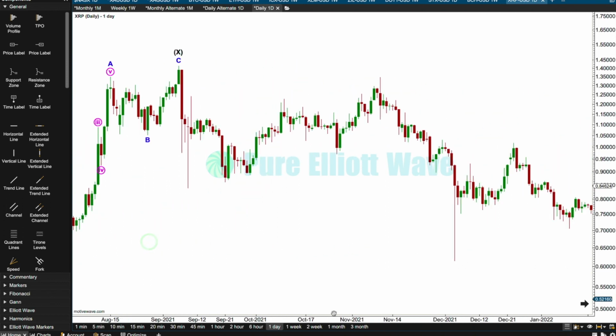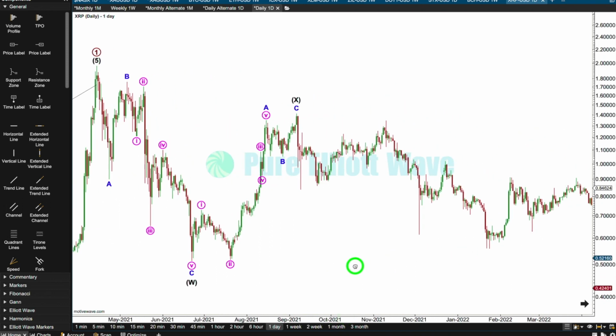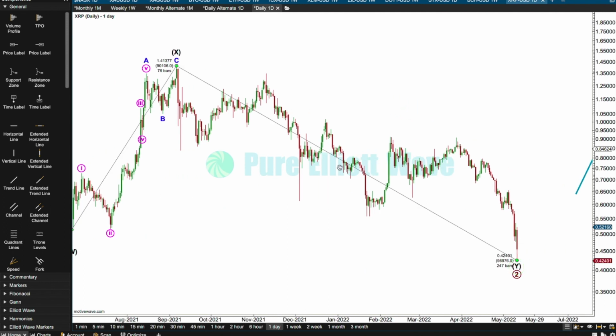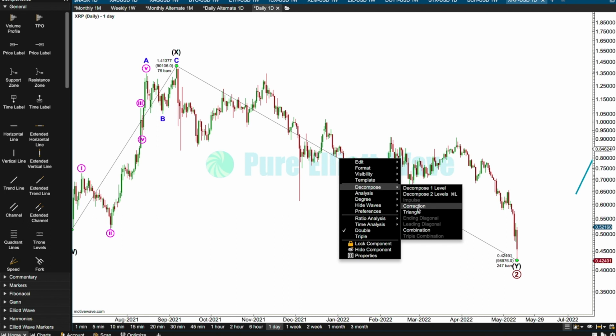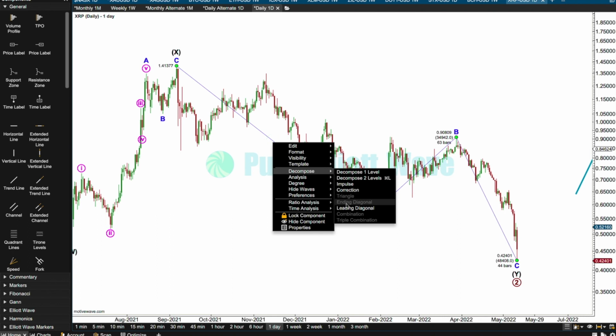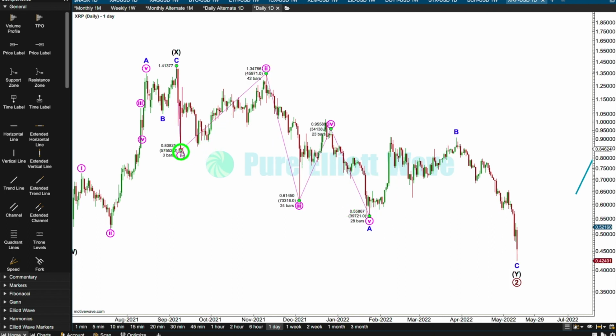I want to look at Y. The question is what could Y be over? I think I want to put A and B like that, but is A a leading diagonal? Is this going to work? No, you'd have to put this here. No, it doesn't work because the third wave is longer than the first wave, but the fifth wave isn't longer than the third wave. The trend lines are okay, except the fifth wave's fallen short, hasn't overshot the 1-3 trend line.